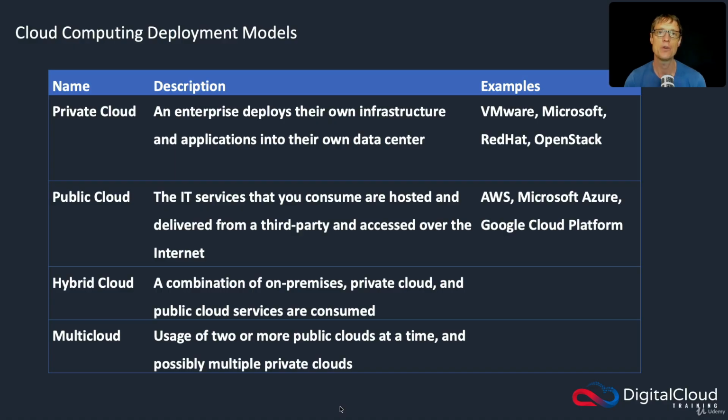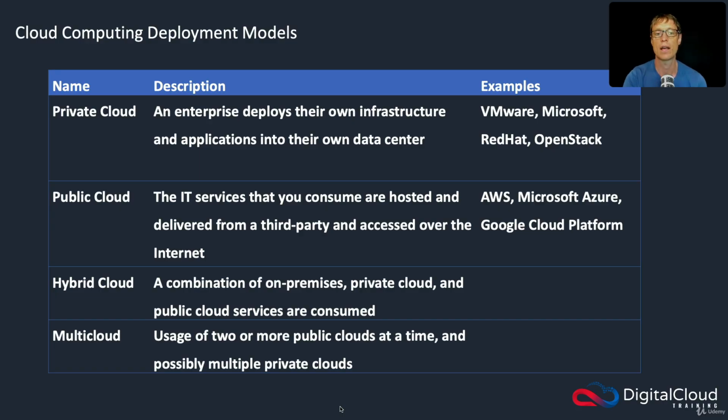Welcome back. So there are a few different types of deployment model. And what we're talking about here is which cloud services are you using? Are they ones inside your data center? Are they actually cloud services provided from some other company somewhere on the internet? Or are they a mixture of these different deployment models?